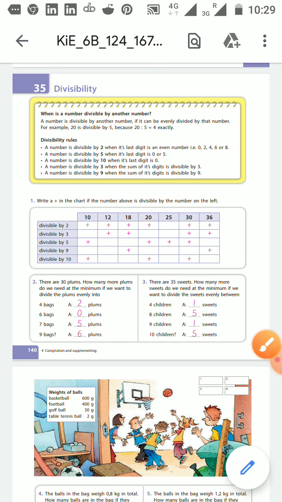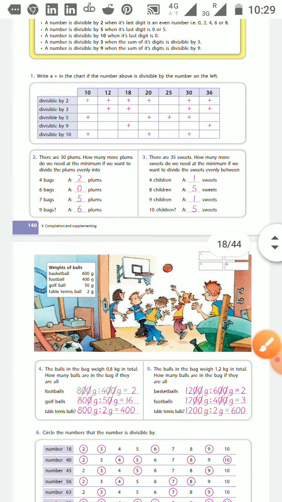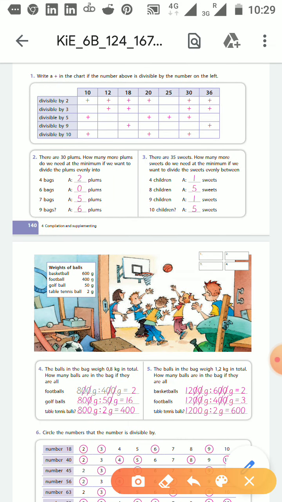Okay, so the next bit is a bit tricky, but if I explain it, it will help. All right, so what you're going to work out here is there are 30 plums. How many more plums do we need at the minimum if we want to divide the plums evenly? So if you wanted to divide 30 plums into 4 bags, you can't really. There's going to be a remainder. So how many more plums would you need to make it an even number between the 4 bags?